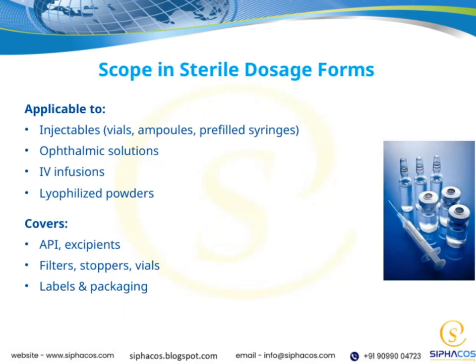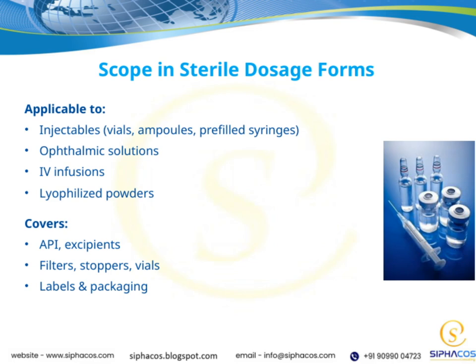Let's take a closer look at the scope in sterile dosage forms. This applies to a variety of products we encounter in the pharmaceutical industry. For instance, injectables like vials, ampules, and prefilled syringes are included, as well as ophthalmic solutions that are used directly in the eyes. We also cover IV infusions, which are critical for delivering fluids and medications directly into the bloodstream, and lyophilized powders, which need reconstitution before use.